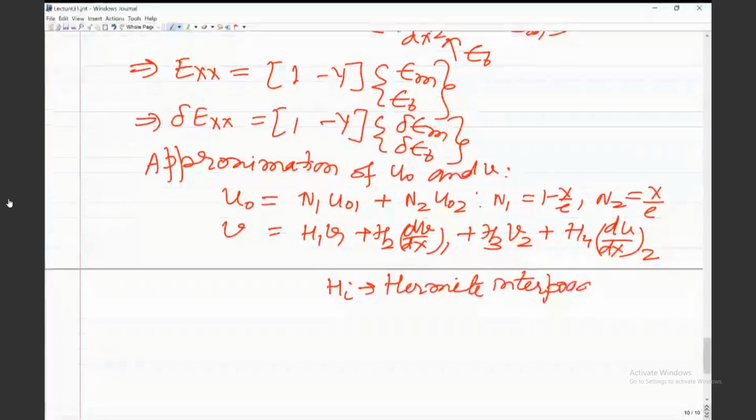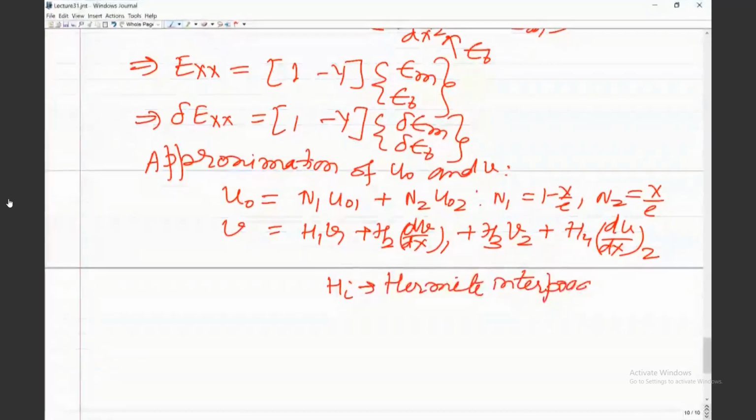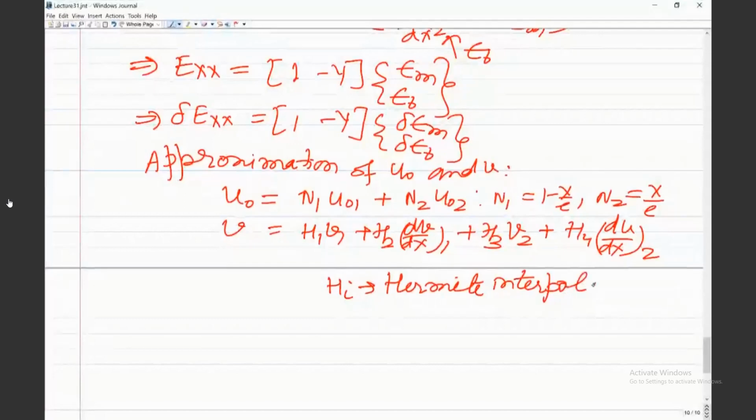So it means each node has 3 degrees of freedom. Each node has 3 degrees of freedom, yes: u naught, v and dv by dx. Hermite interpolation function.